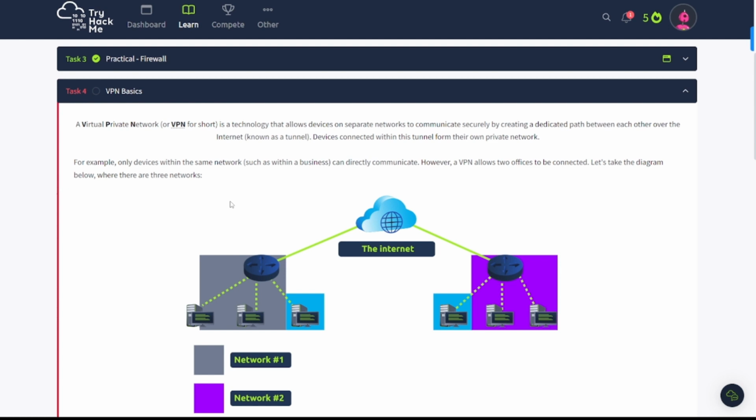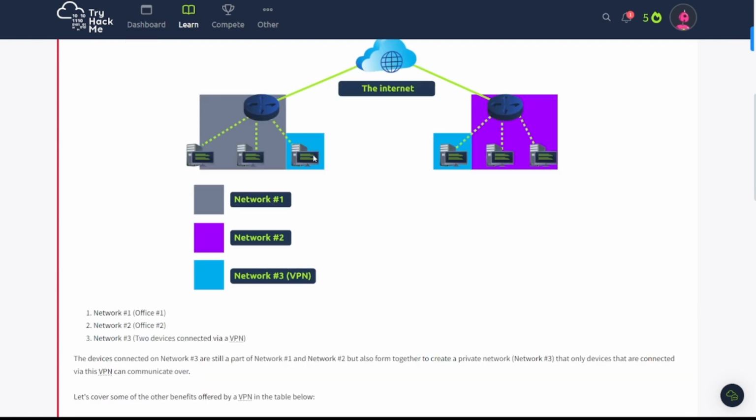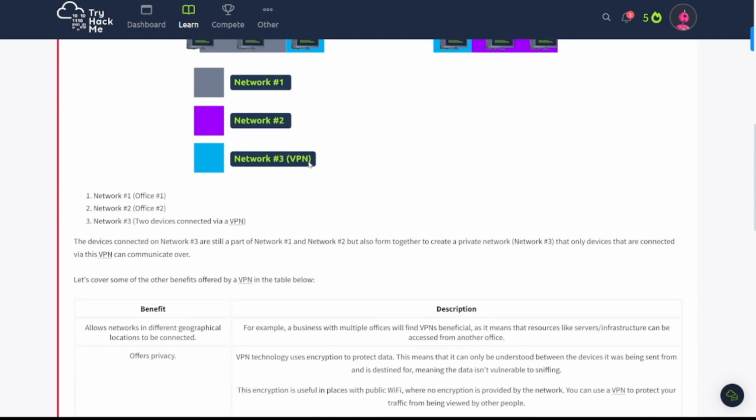Let's take the diagram below where there are 3 networks. All right, take a look here. It says one is office number 1, office number 2, and then 2 devices connected via a VPN. Highlighted in blue here is network number 3, the VPN connection, right? You got 2 endpoints here, and they're going through the internet via an encrypted tunnel called a VPN. As you can see here, right? It's going to be flowing over this here. And let's continue on here.